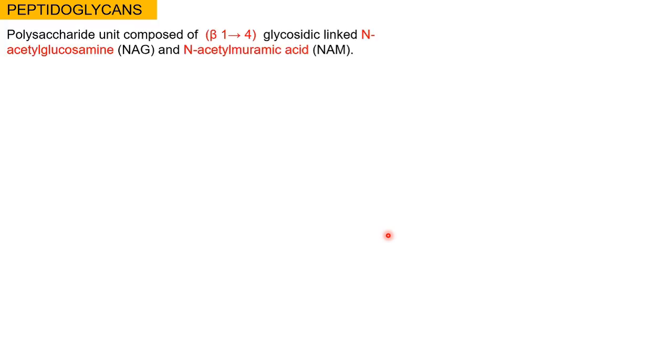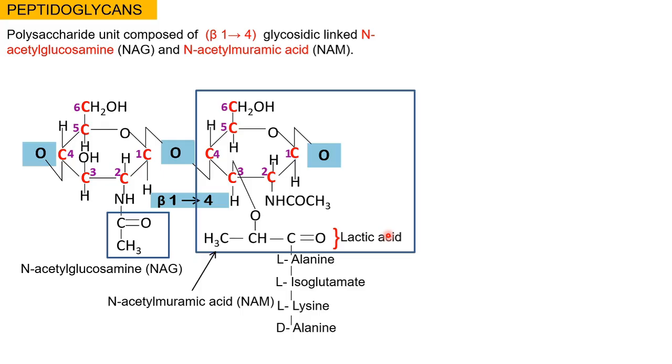It's made of two words, peptido and glycans. Peptido means peptides, which means it is made up of amino acids, and glycans means polysaccharide. The polysaccharide unit of peptidoglycans is composed of N-acetylglucosamine, in short we call it NAG, and N-acetylmuramic acid, in short we call it NAM. So in peptidoglycan, the polysaccharide unit is a repeating disaccharide unit of NAG and NAM.